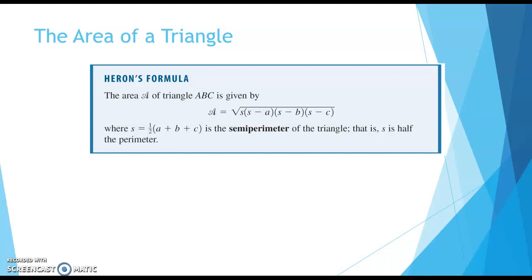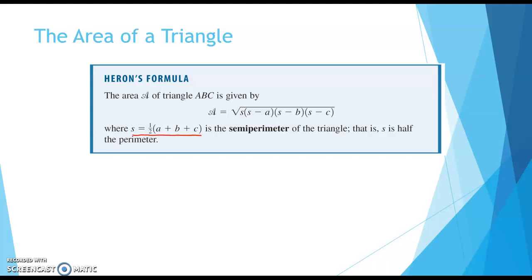We know what a, b, and c are. Those are the sides of the triangle. That's what we just looked at. So what's this s variable that's in our equation? If you look right underneath it, we have an equation for s as well. S represents the semi-perimeter of the triangle. Think about a semicircle for a second. It's half a circle. So the semi-perimeter is half the perimeter.